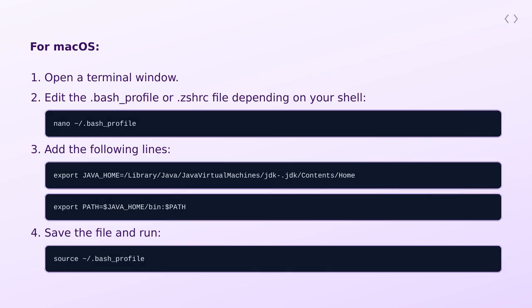For macOS, first, open a terminal window. Next, edit the .bash_profile or .zshrc file depending on your shell. Then, add the following lines.